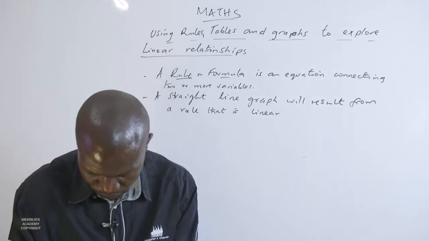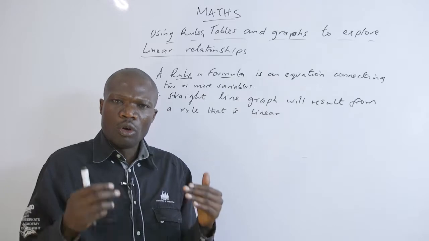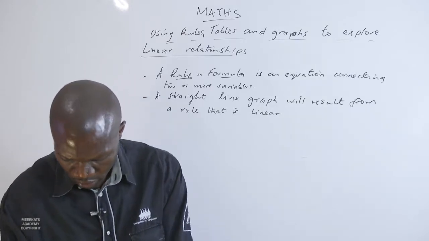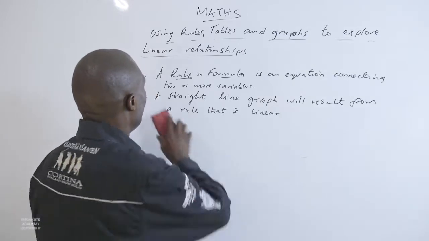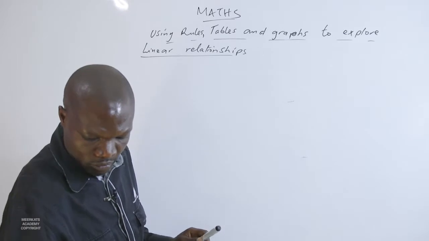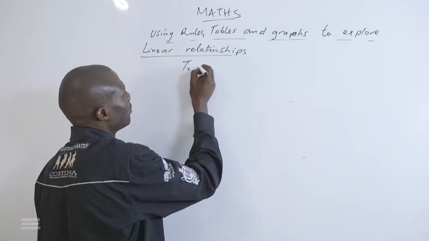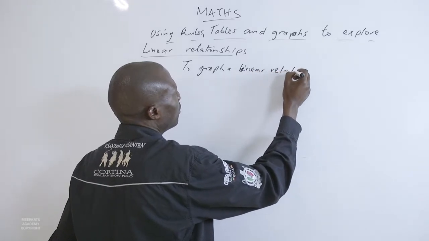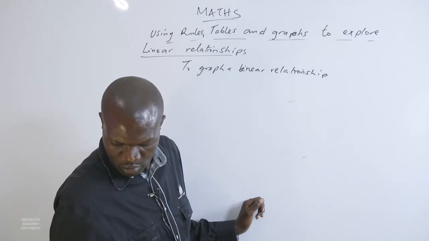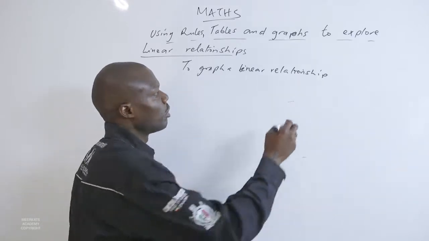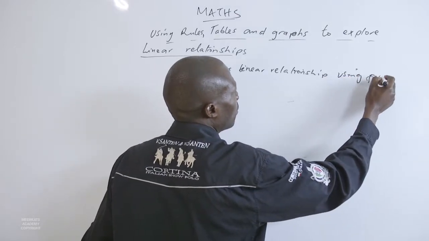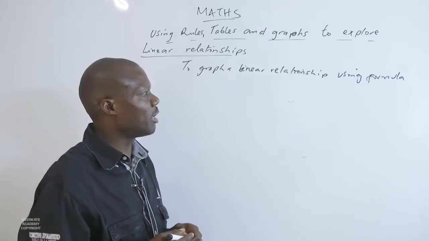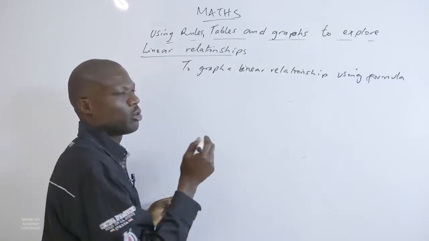So for us to be able to graph a linear equation, or a linear relationship, using a formula, we need to observe the following steps. We have several steps that we must observe.